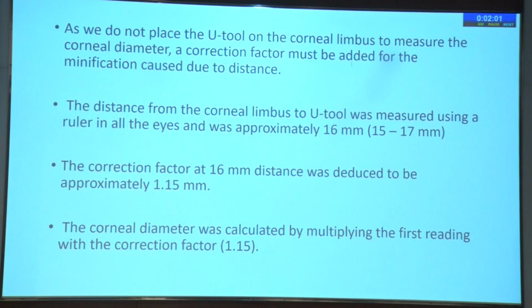As we do not place the U-tool on the corneal limbus to measure the corneal diameter, a correction factor must be applied for the magnification caused due to distance. The distance from the corneal limbus to the U-tool was approximately 16 mm, and the correction factor at 16 mm distance was approximately 1.15. The corneal diameter was calculated by multiplying the U-tool reading with the correction factor.